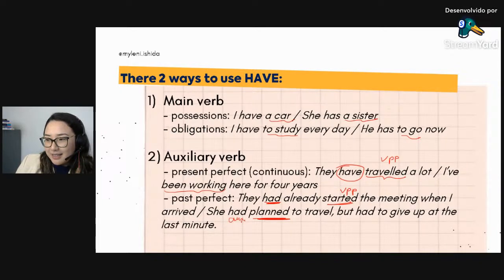Okay? Had to give up. But this is, look, obligation. This is not auxiliary. This is a main verb. Okay?